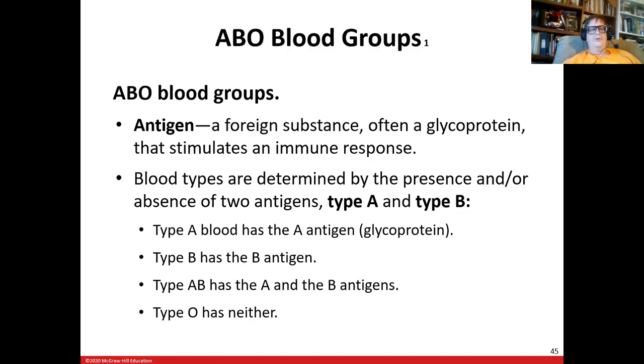All right, so AB blood has the A antigens on the surface of the red blood cells. It has the B antigens on the surface of the red blood cell. And I already told you O is, oh, I don't see any of those antigens. O doesn't make them, doesn't make either one.